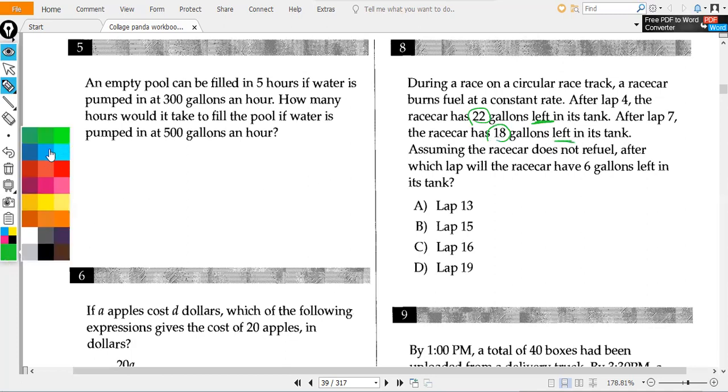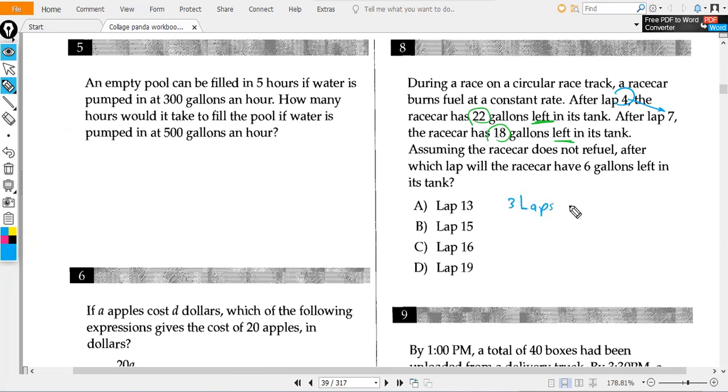So from lap 4 to lap 7, how many laps here do we have? 3. So during 3 laps, the car burned. How many gallons did the car burn? 4 gallons. Good. Now, let's complete reading.